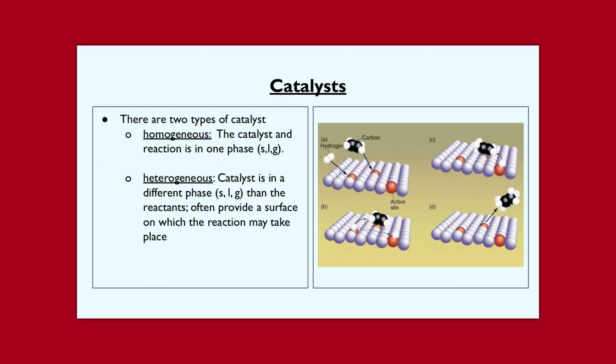Very briefly, there are two types of catalysts, homogeneous and heterogeneous. Homogeneous catalysts are those in which the reaction and the catalyst itself are in the same phase. They're both liquids or both solids or both gases. And heterogeneous, it's the opposite. The catalyst and the reactants are in different phases.